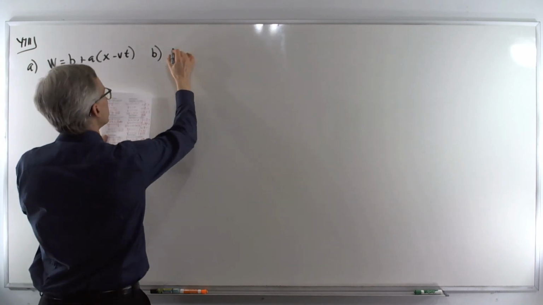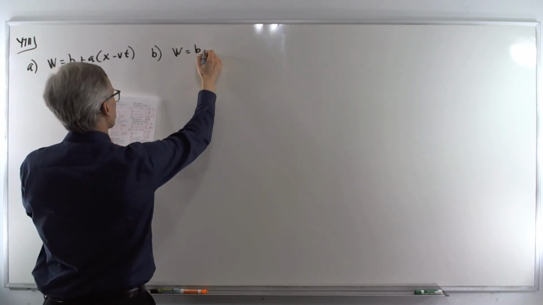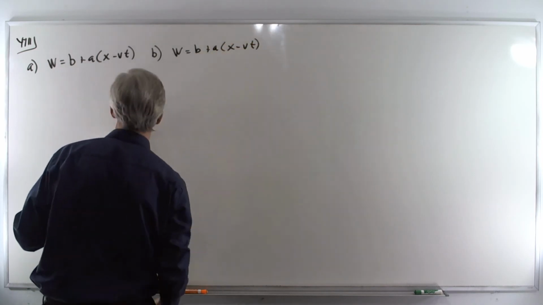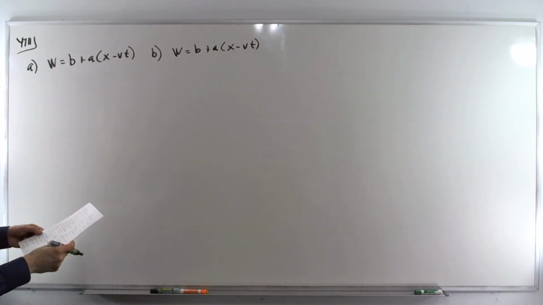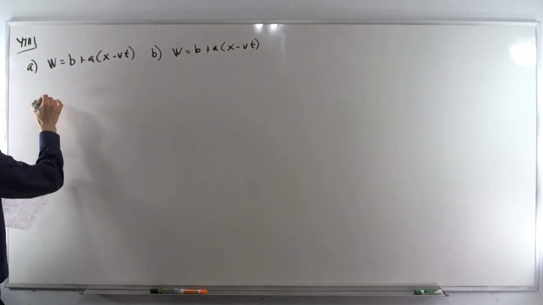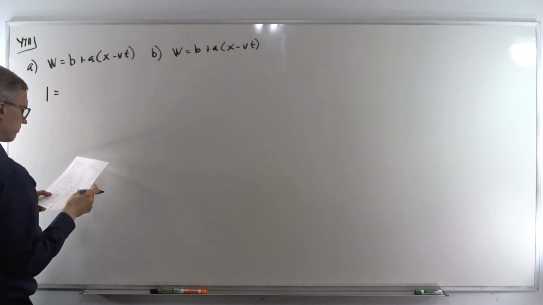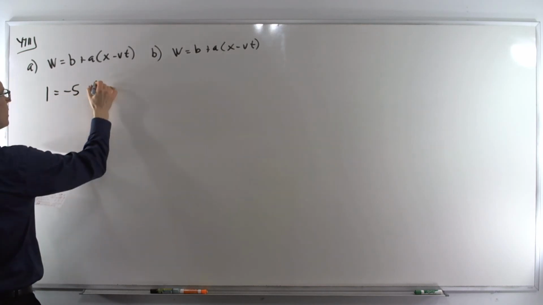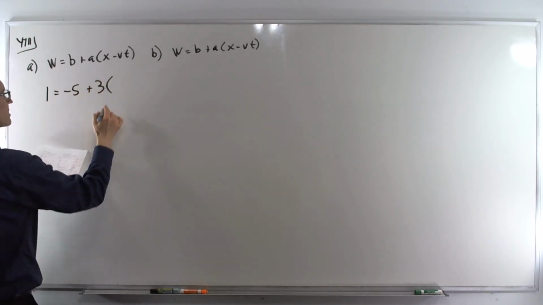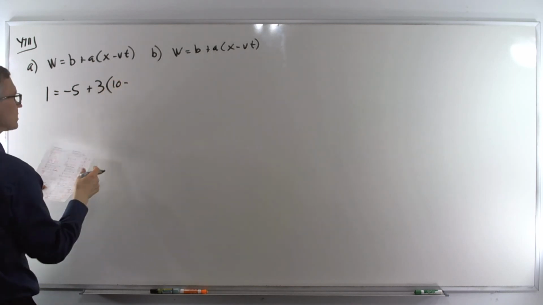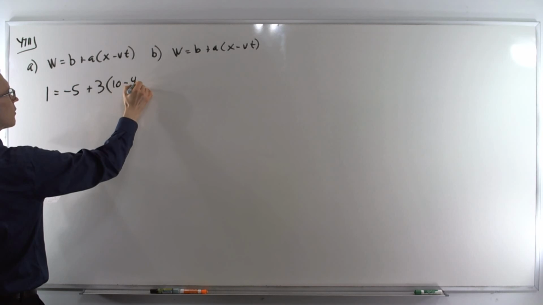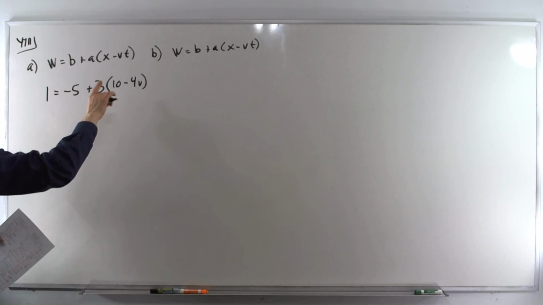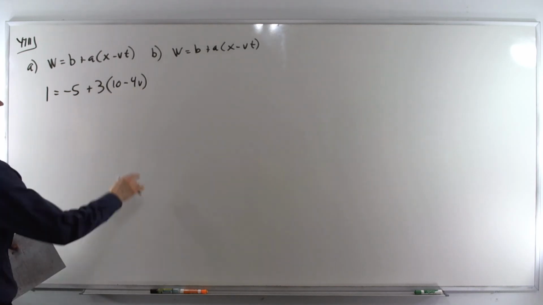Working with the equation W equals B plus A times X minus BT. We are given W equals 1, B equals negative 5, A is 3, X is 10, and T is 4. So the only variable left is V, so we got to figure out what that is.